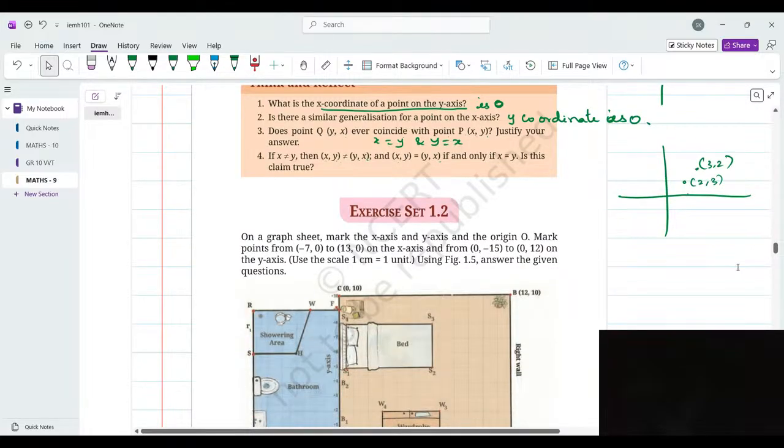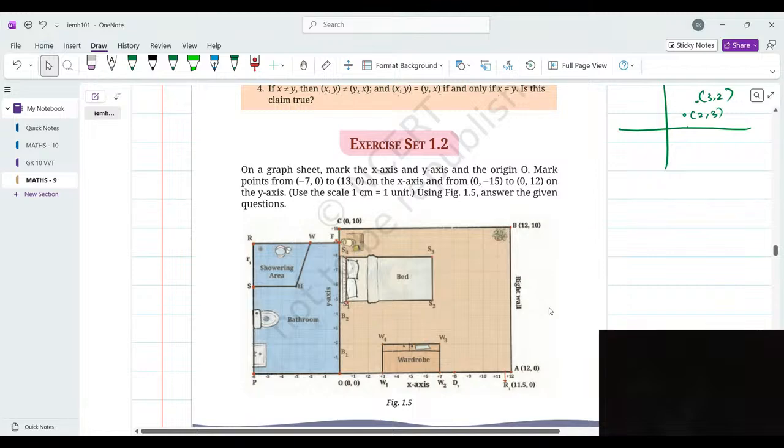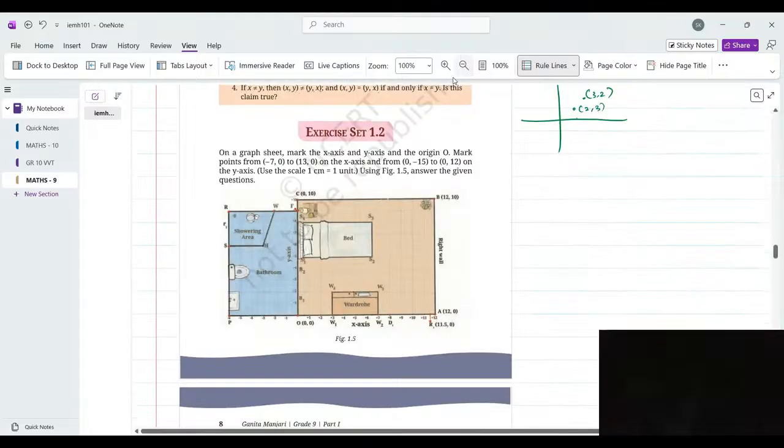Moving on to the first exercise. Exercise set 1.2. We have already learned a few problems based on the same situation in the first exercise. Now this is a continuation of the previous case study. On a graph sheet, mark the x-axis, y-axis and the origin. So let us mark the x-axis, y-axis and origin. Mark the points -7, 0 to 13, 0 on the x-axis and from 0, -15 to 0, 12 on the y-axis.